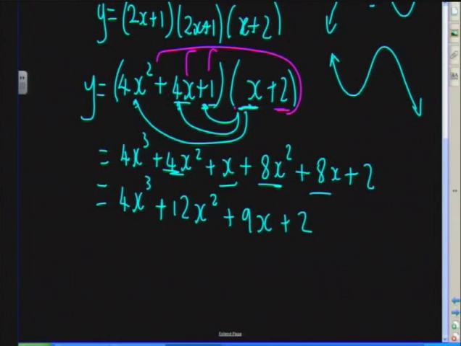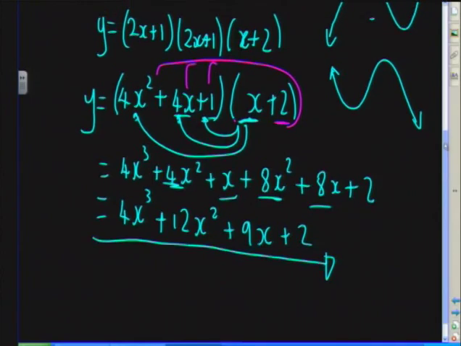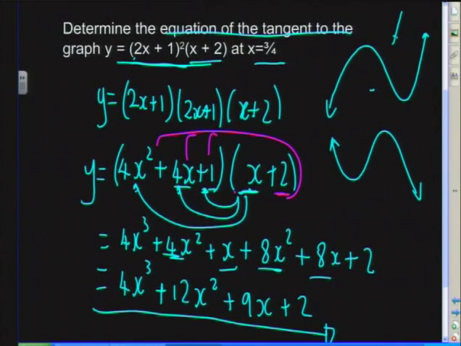plus 2. So as I was saying, you see we get a cubic expression, and a cubic function looks like those two graphs. You don't have to really worry about this now. I'm going to go into much more detail in the following weeks. All right, but we are asked to find the equation of the tangent to this graph at the point x is equal to 3 over 4.